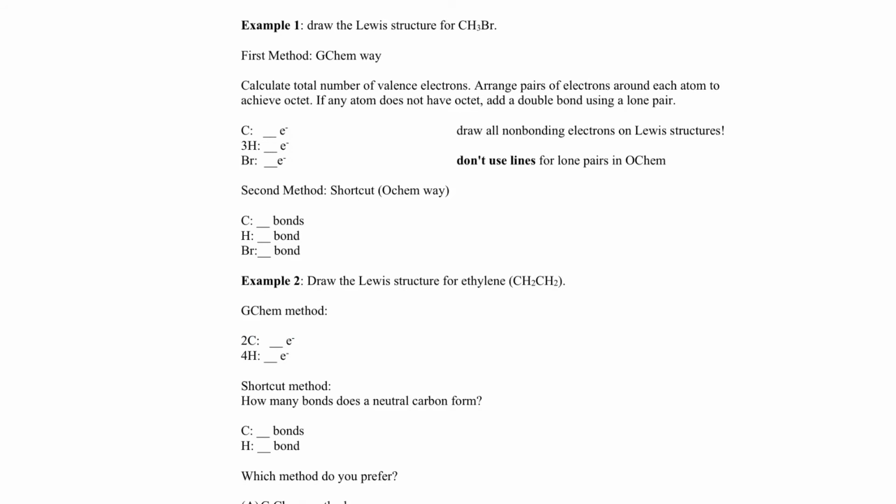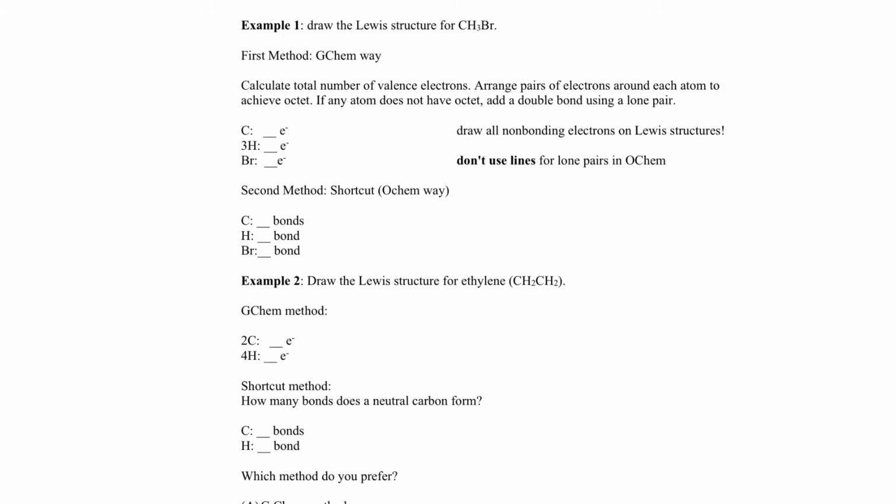Let's look at a couple of examples for drawing Lewis structures. I'm going to talk about 2 different methods, the GChem way that you're used to, and the OChem way, which is a shortcut. And you can see which one you're more familiar with. And as time goes on, try to transition into the OChem way because it really does take less time.